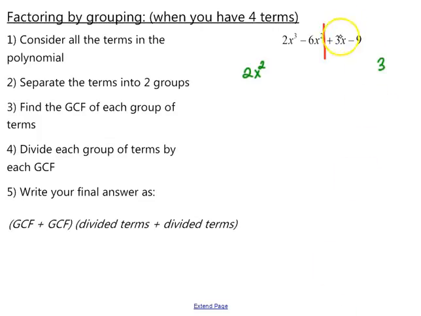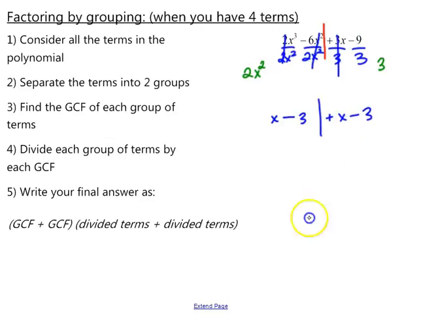Then we want to divide each group of terms by the GCF. So here I'm going to divide this by 2x squared and this one by 2x squared. Over here I'll divide by 3 and divide by 3. And then let's go ahead and simplify. 2 cancel out. X cubed divided by x squared is x, minus 6 divided by 2 is 3. X squared divided by x squared, that cancels. And then on the other side, 3 divided by 3 cancels, so we have a positive x, and a negative 9 divided by 3 is negative 3.